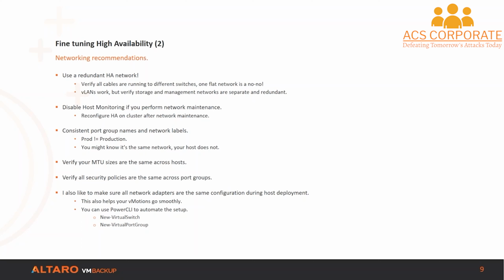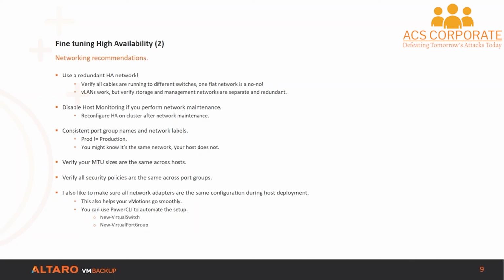And consistent port group names. I see this as well. People will just slap together an ESXi host. They'll call a port group prod on one ESXi host, and they'll call another production on the other ESXi host. So prod and production, they're not the same. Even though you know as a human that they're the same network, VMware is going to say that this name does not equal that name. I'm not going to fail over. So it's not as smart as you think it is. It's one of those things where it'll get you every time.